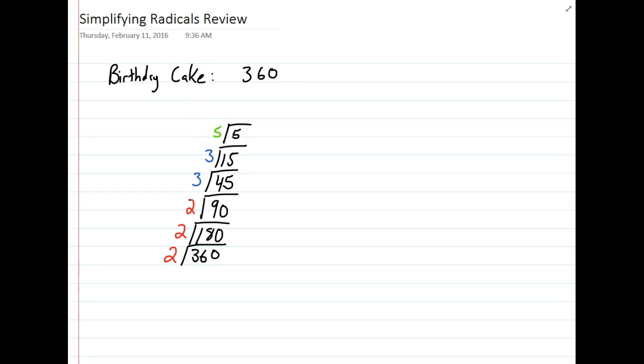And our goal is to stop when we get to 1, because that's the candle on our cake. Alright, so now if we were to write the prime factorization of 360, that would be 2 times 2 times 2 times 3 times 3 times 5. One easy way to check if that is right is to take a calculator and go 2 times 2 times 2 times 3 times 3 times 5, and that should equal 360. So that's our review of the birthday cake.